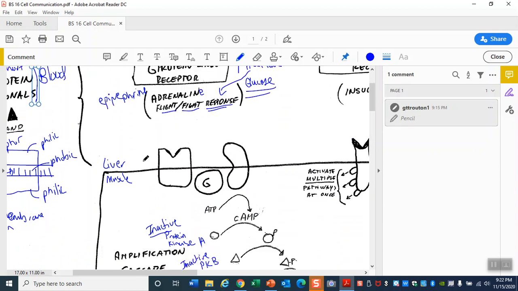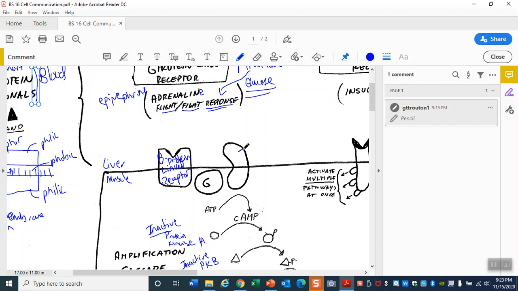A receptor right here is a G protein linked receptor. This is your G protein linked receptor. The one next to it with the G in it is actually the G protein. So this is the G protein, this is the G protein linked receptor.